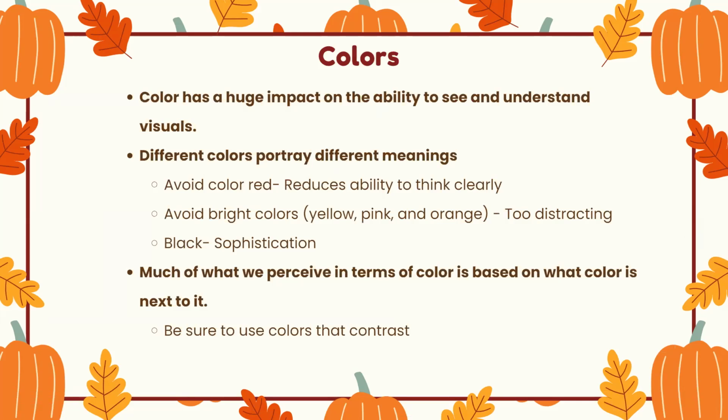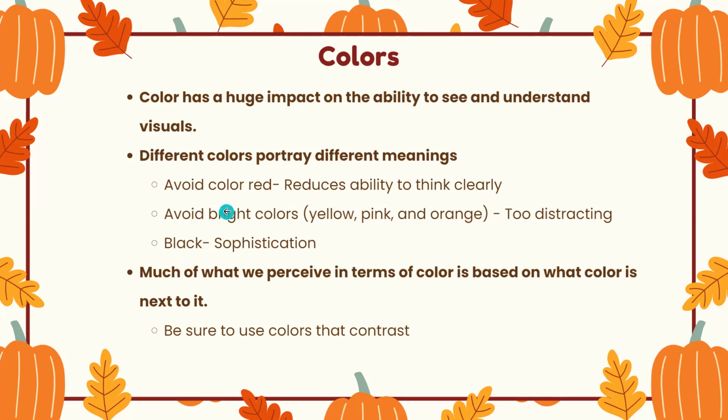So next, let's talk about some colors. Color definitely has a huge impact on the ability to see and understand the visuals itself. A big thing is that different colors portray different meanings. For example, you might want to avoid the color red because it reduces the ability to think clearly. You might want to avoid bright colors like yellow, pink, and orange, because they can be too distracting since our eyeballs are going to go straight there. And a good color to use, right, is black because it is a symbol of sophistication.